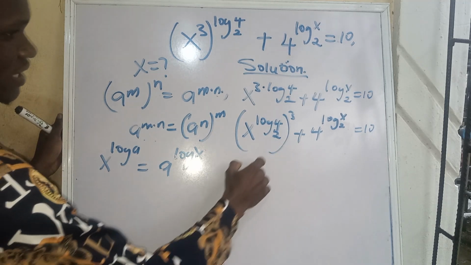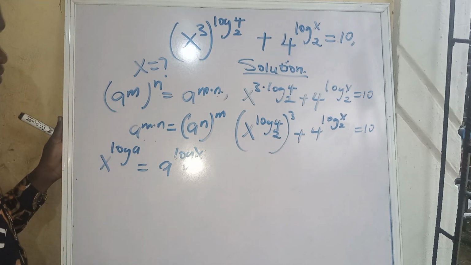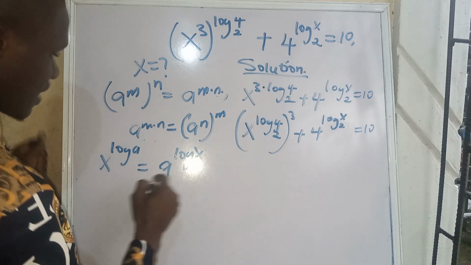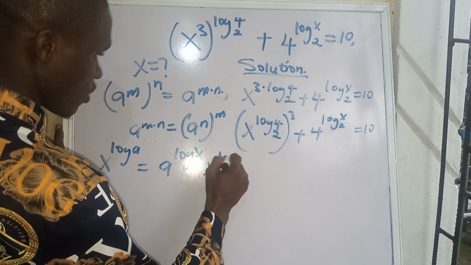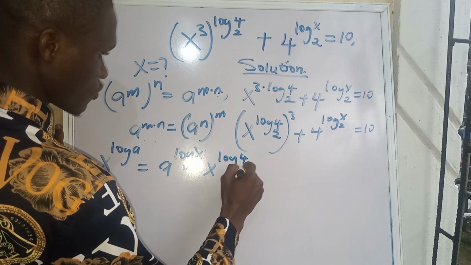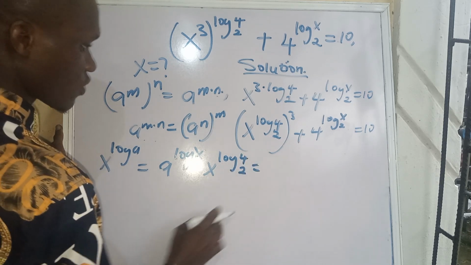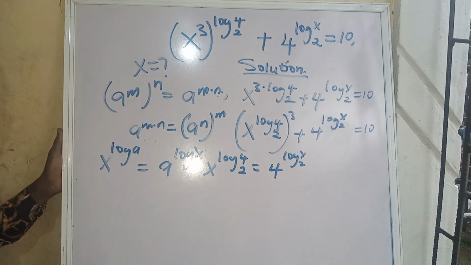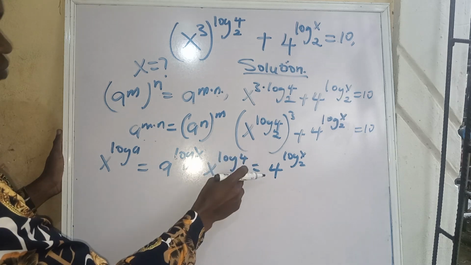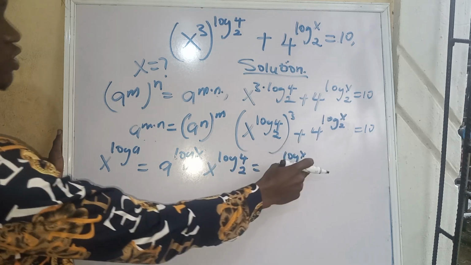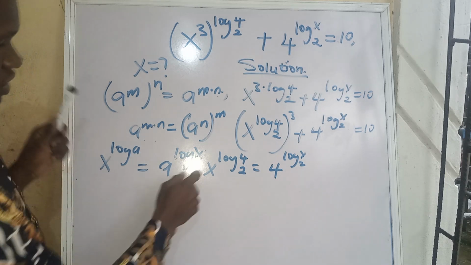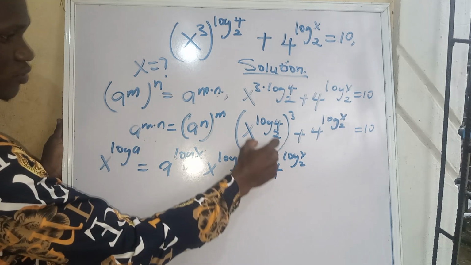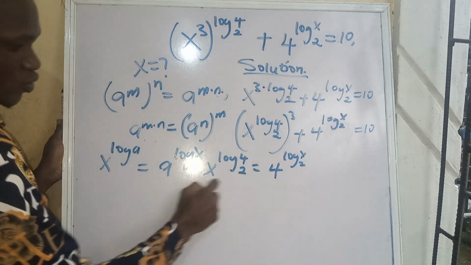we can simply rewrite this again. How can we do that? We can say x to the power of log 4 to base 2 is also equal to 4 to the power of log x to base 2. So in the place of x to the power of log 4 to base 2, we can put this. So here we can write this.